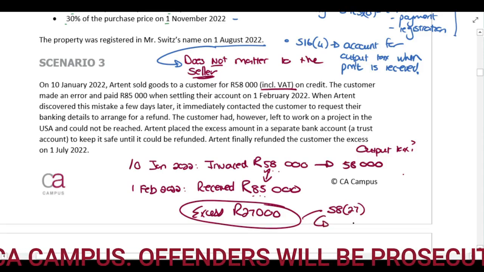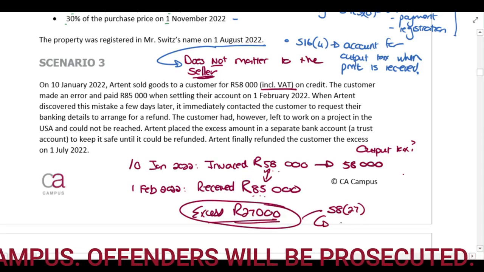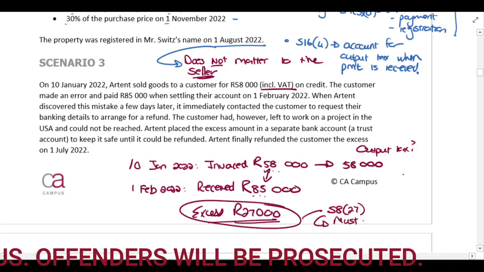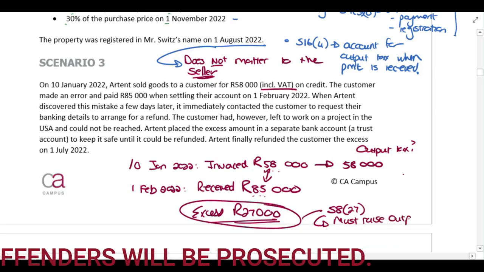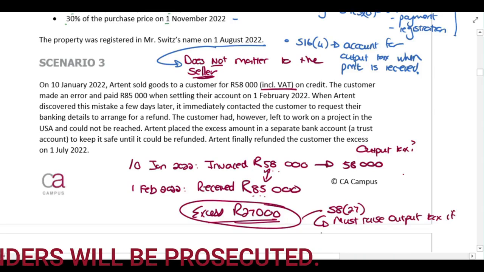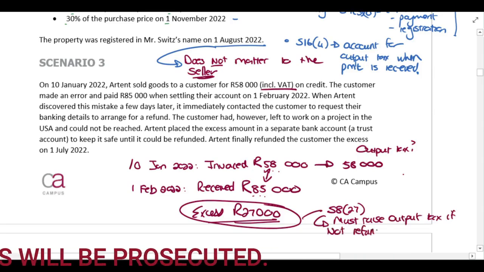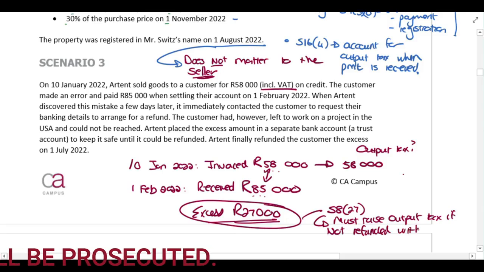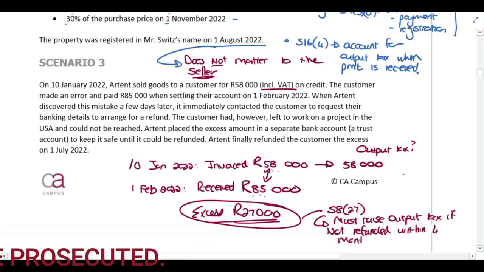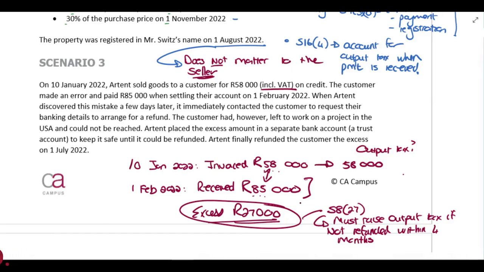Section 8(27) says that for an excess, you must raise output tax if not refunded within 4 months. And that is from the day that you receive it. They received the excess here on the 1st of February. So February, March, April, May, the whole of Feb, the whole of March, the whole of April, the whole of May. So if by the 1st of June they hadn't refunded it, then they must pay on that 27,000 rands.